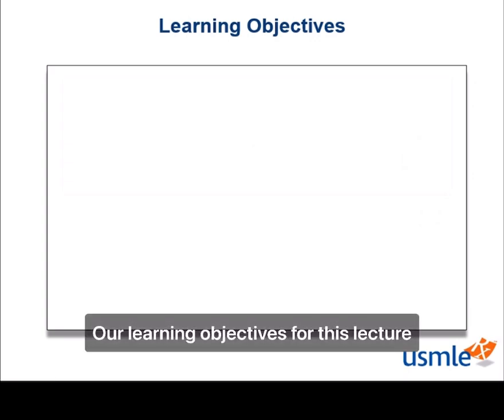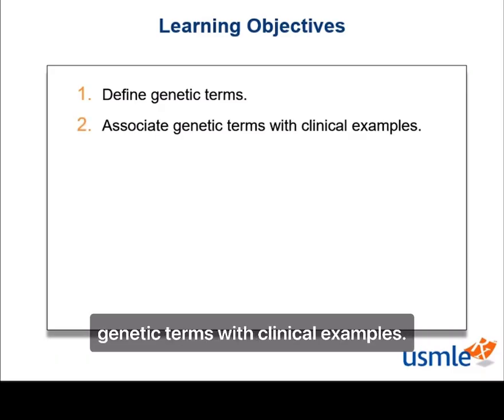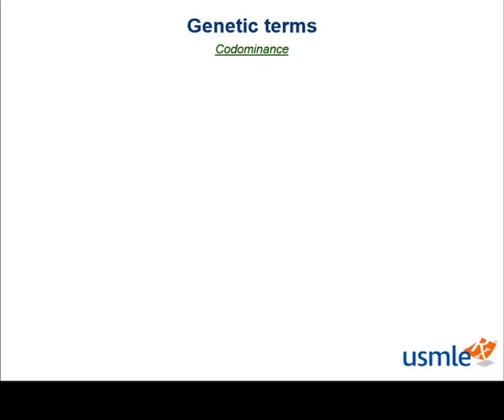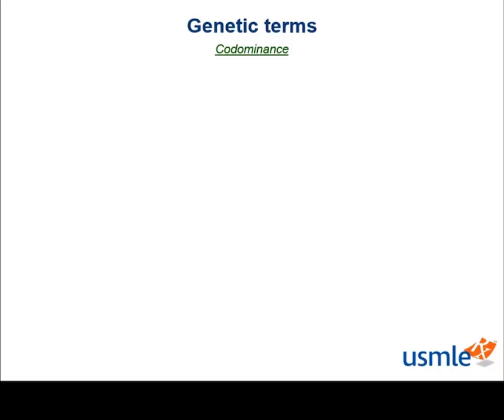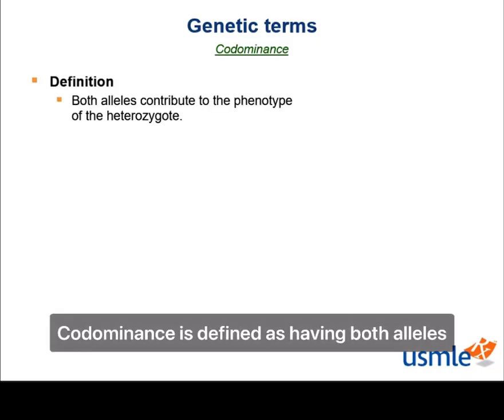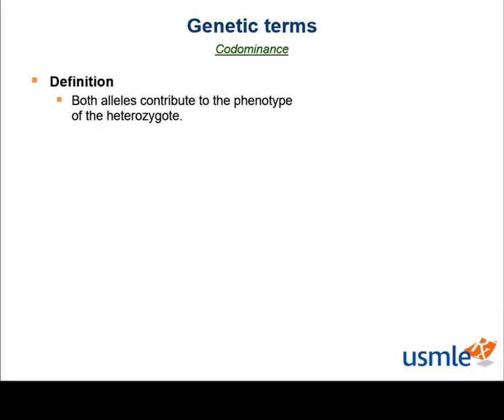Our learning objectives for this lecture are to define genetic terms and to associate genetic terms with clinical examples. The first genetic term we are going to discuss today is codominance. Codominance is defined as having both alleles contribute to the phenotype of the heterozygote.